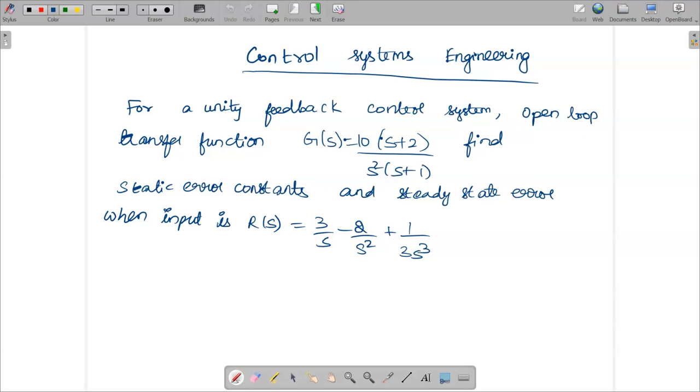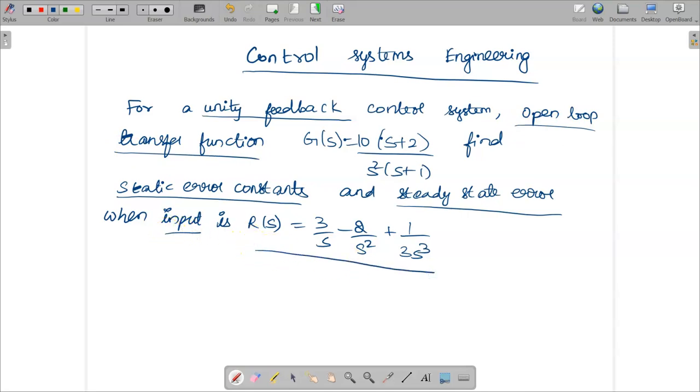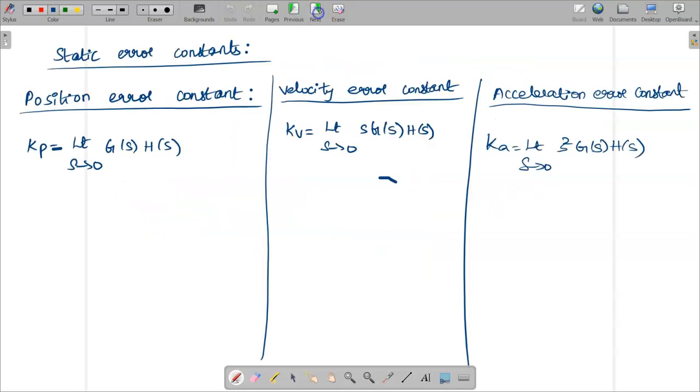Today we are going to solve the problem where we are going to find out static error constants and steady state error, where the system is described as a unity feedback control system and the open loop transfer function G of S is given, and also we have input R of S which is given in the problem. So we need to find out static error constants.